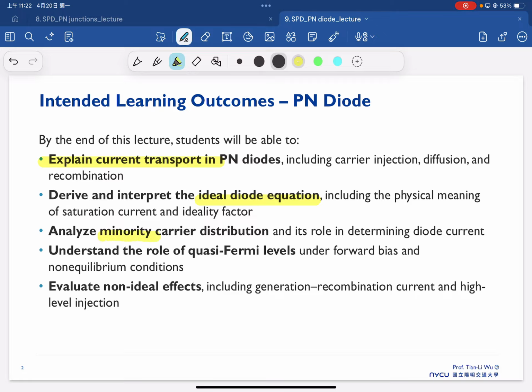So that's why we need to understand the current phenomenon, and also the ideal diode equation and minority carrier distribution, which is very important because we already mentioned that in the end the overall physics is always dominated by the minority carriers here. And also the quasi-Fermi energy, or quasi-Fermi level. This is the same concept, because now we have the P and N, so we have these additional carriers under different bias, and therefore there's no more the typical Fermi energy. We need to use the quasi-Fermi energy, and some of the non-ideal effects will also be lectured in this slide.